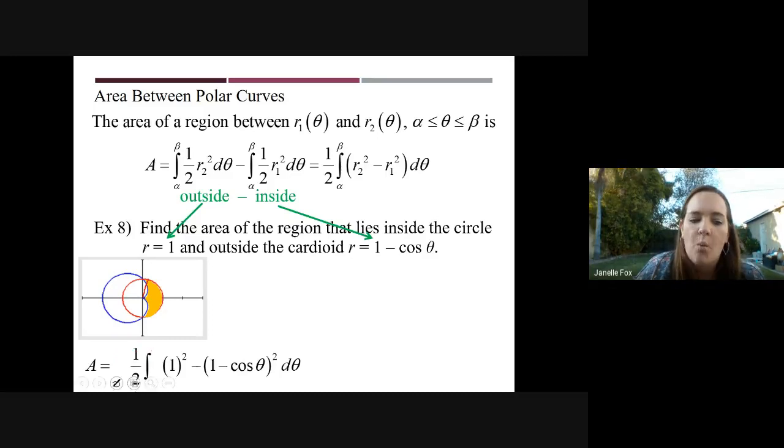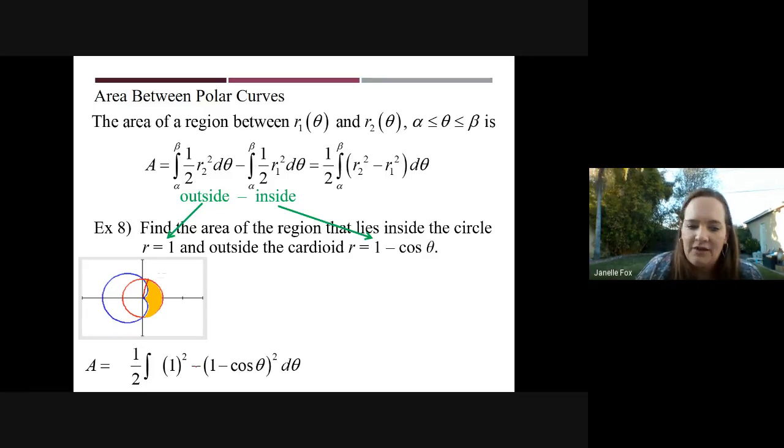So we have a 1/2 right in the front. We have our integral. I'm going to get to those limits of integration, I promise. The outside curve is the 1, so I do 1 squared. The inside curve is the 1 minus cosine squared, that whole thing quantity squared, and I have a subtraction sign. So now I need to figure out the limits of integration.